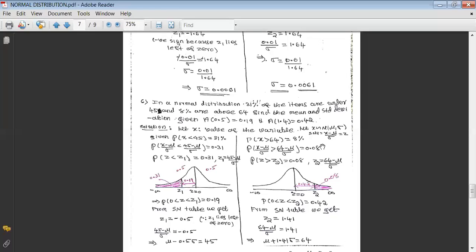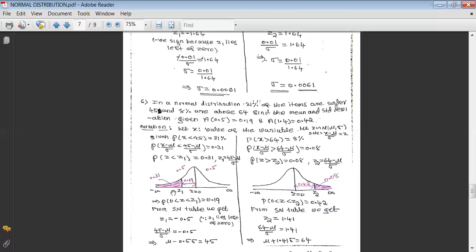Now let us convert them to standard normal by subtracting the mean and dividing by the standard deviation. Since both are unknown, let us take them as mu and sigma as they are. Then this is nothing but our z, and let us denote this value as z1, and this is 0.31 as it is. Z1 is (45 minus mu) by sigma, and let us denote this one as z2, and greater than that will be 0.08, and z2 is (64 minus mu) by sigma.